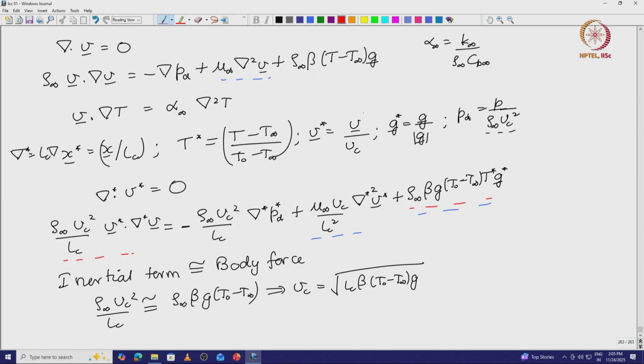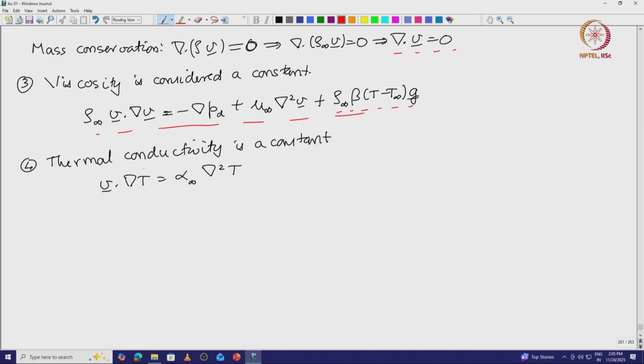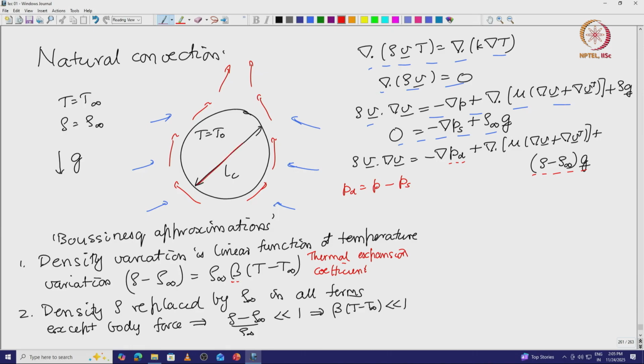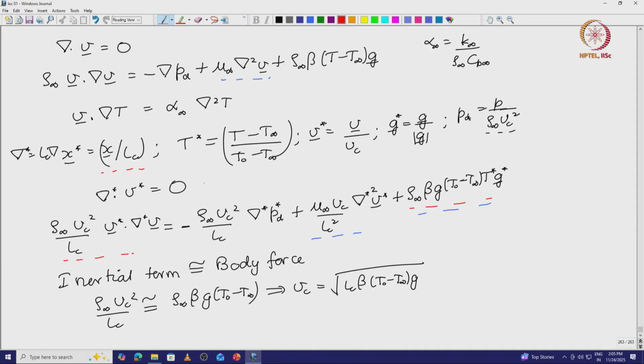We have done the scaling. Length is scaled by the characteristic length, which is the size of the object. Velocity we do not yet know. Temperature, T minus T infinity by T naught minus T infinity, is our usual scaling. We scaled the gravitational acceleration by its magnitude, so that g star is just a unit vector, and the dynamical pressure is scaled by rho infinity times V c square.